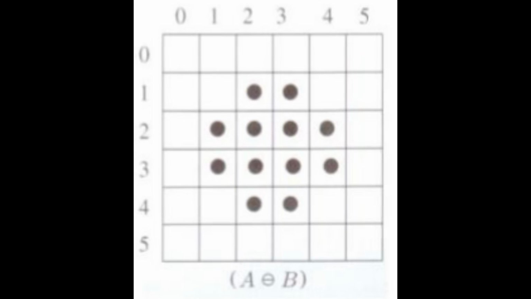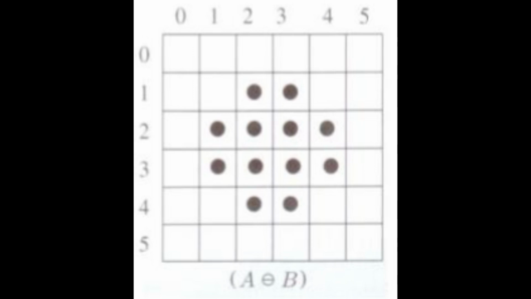The next operation is erosion, represented by A ⊖ B. Erosion does the opposite of dilation. It shrinks the bright region in the image. The structuring element B moves over the image and removes pixels from the object boundaries wherever it does not completely fit inside the object. As a result, the object becomes slightly smaller and its edges move inwards, and this represents the internal boundary of an object.